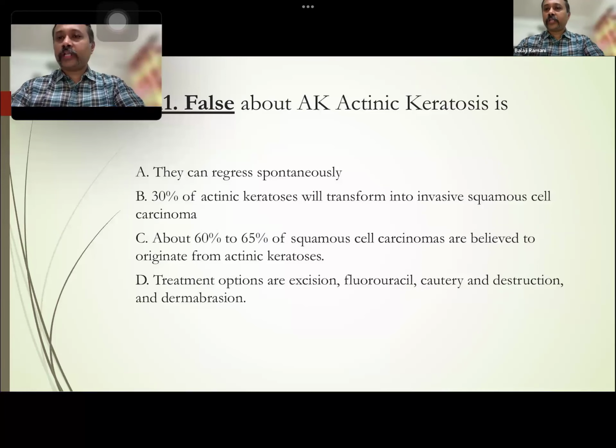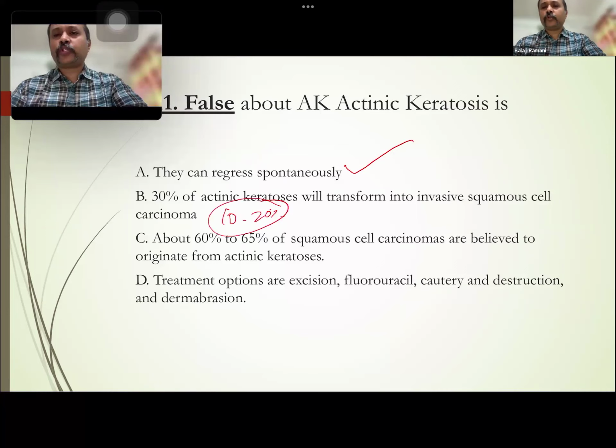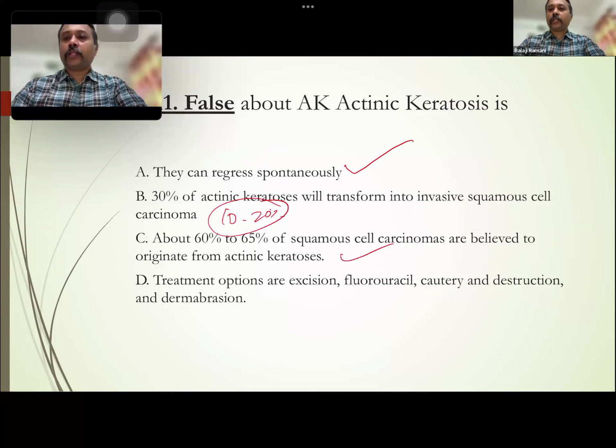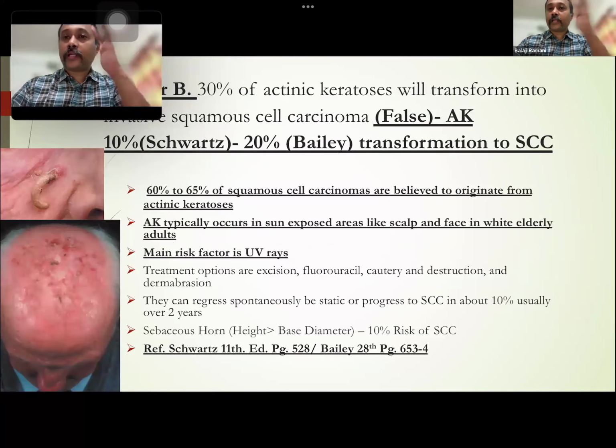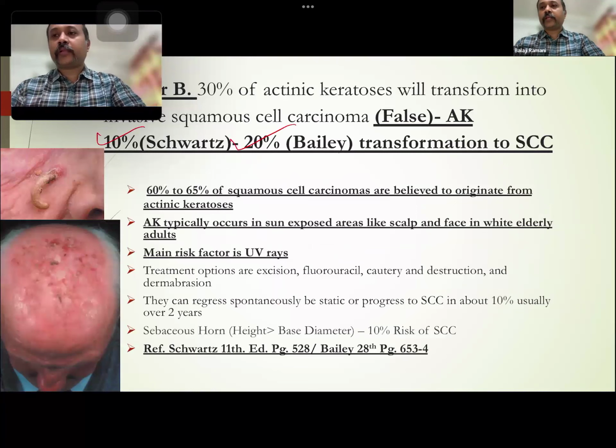Can they regress spontaneously? The answer is yes. Transformation to 30% is a little high. I believe around 10 to 20% should be the number that will be quoted. 10% usually, up to 20% it can go. Other two statements are true as well. So 30% do not transform. As I said, it's around 10% to 20% that will have a transformation to squamous cell carcinoma. Many of the squamous cell carcinoma lesions, especially in the exposed areas, are believed to originate from your actinic keratosis.